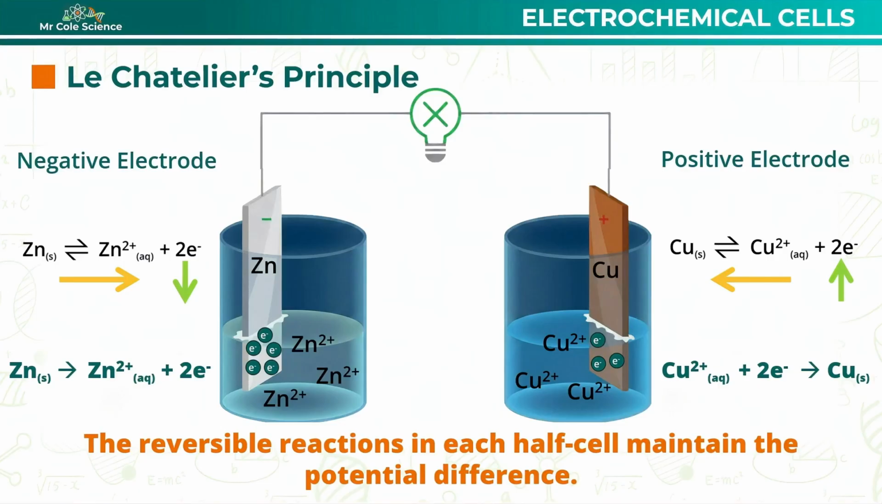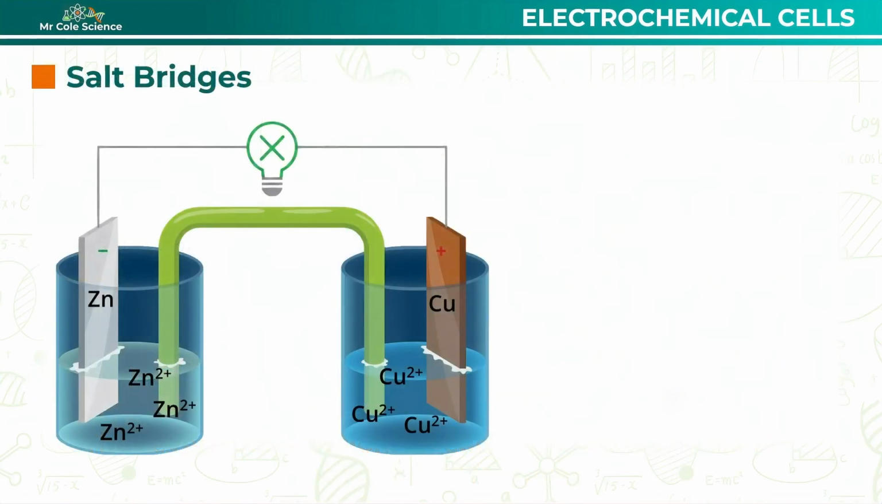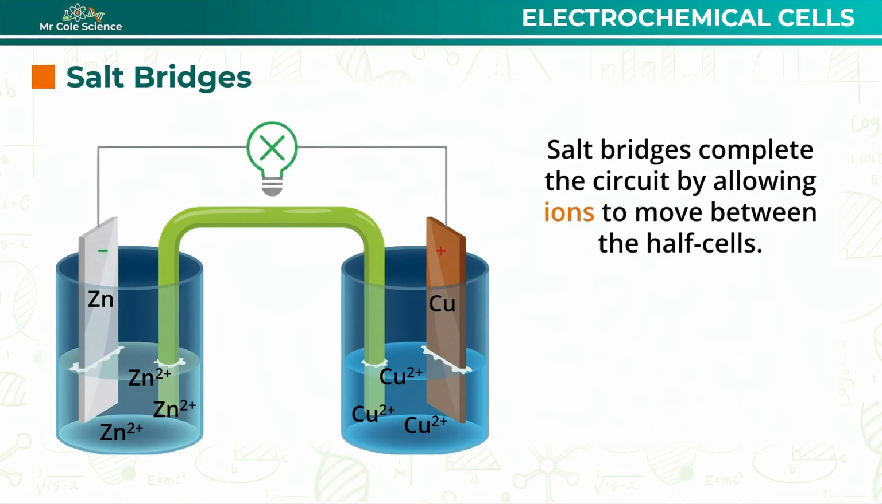To finalize our cell, we need a salt bridge. Salt bridges are just glass U-shaped tubes that are filled with a solution of a soluble ionic compound. They can also just be filter paper that's been soaked in the ionic compound. And salt bridges complete our circuit by allowing ions to move between the half cells. And it's really important we recognise that it's by allowing ions to move between the half cells, not electrons. No electrons flow through the salt bridge.